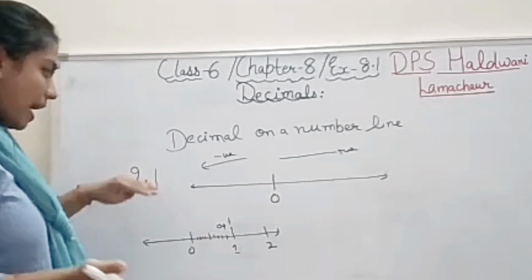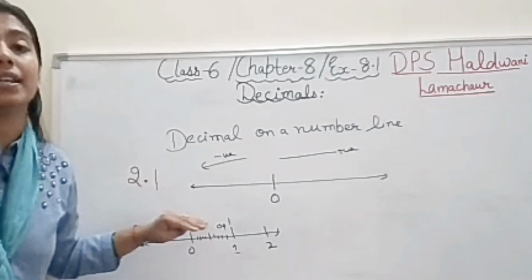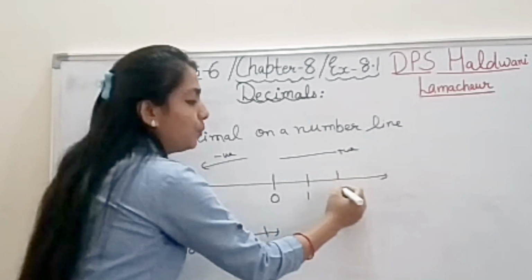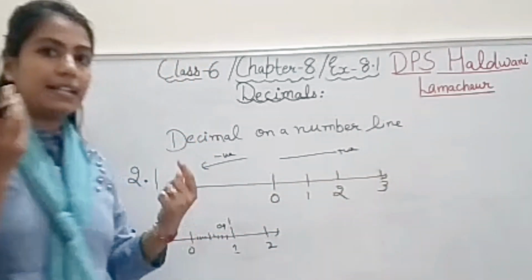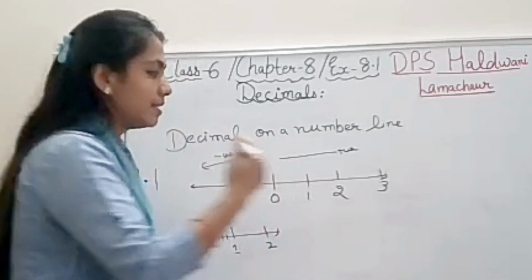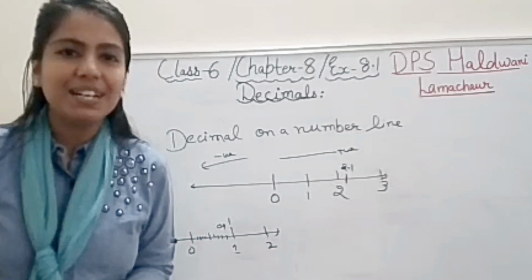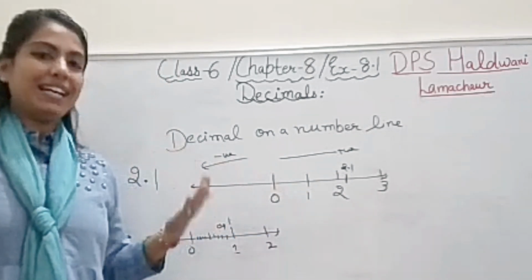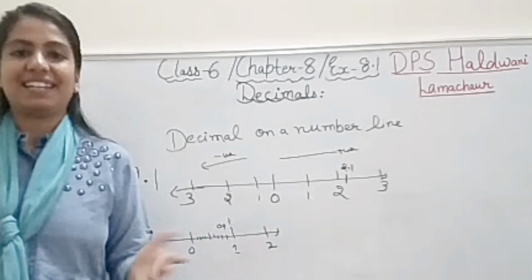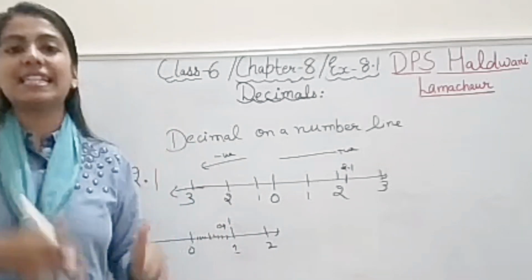So in the same manner we have to mention the number on a number line. We have 2.1. So 2.1 will come in between 2 and 3. So the numbers which lie in between 2 and 3, and here is 2.1. Right students? It's very simple, students. So easily we can show the number on a number line. That's it. So this is all about the concept which we have in this exercise.